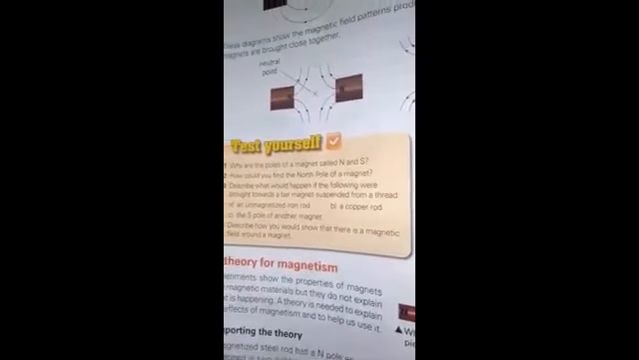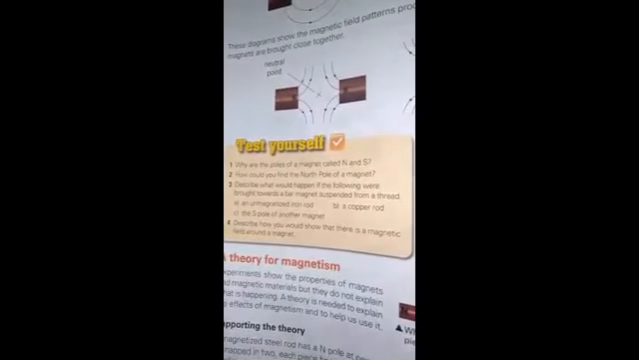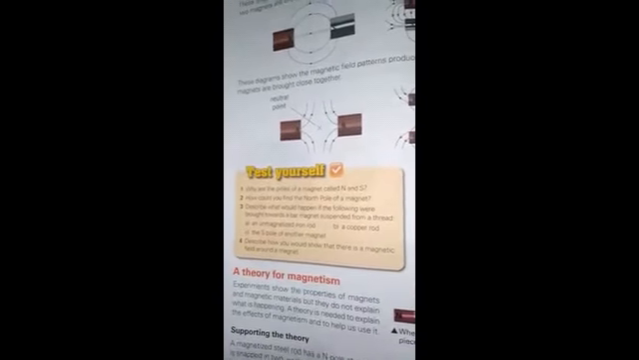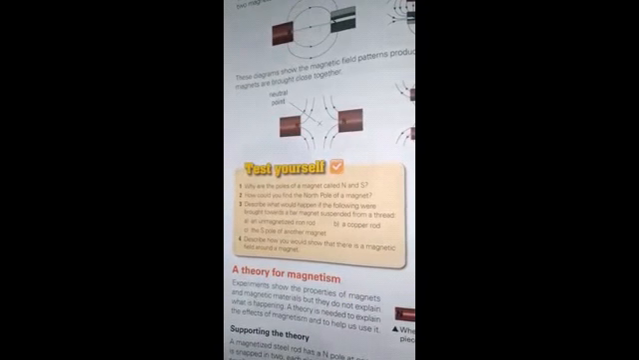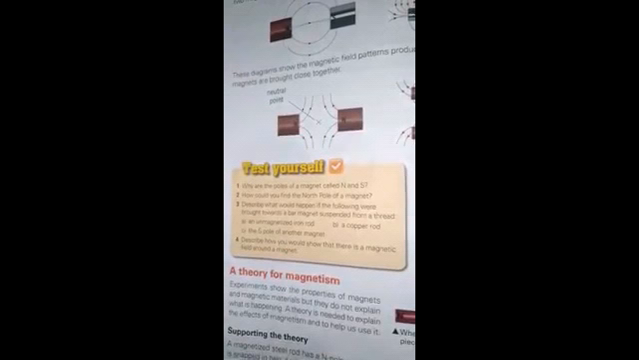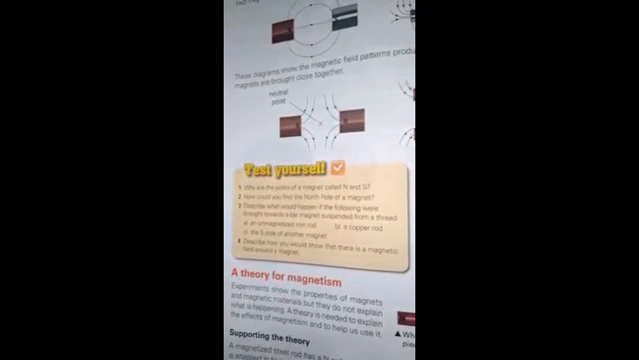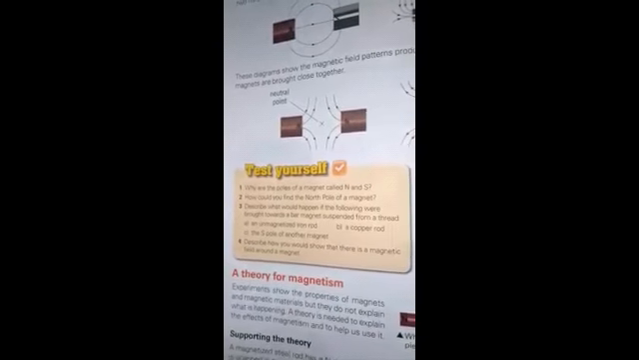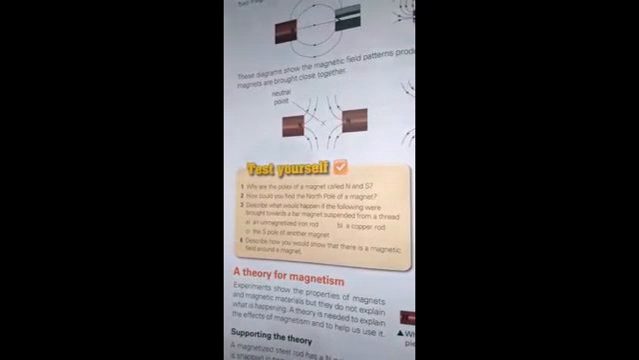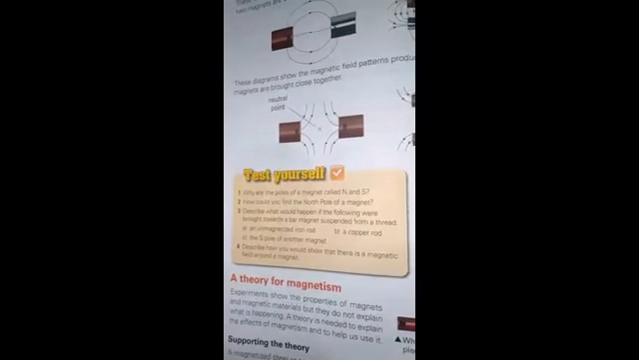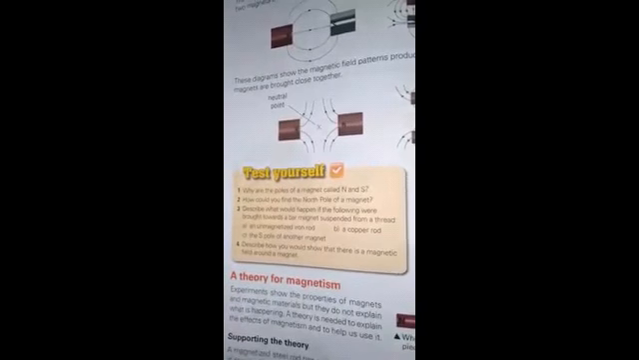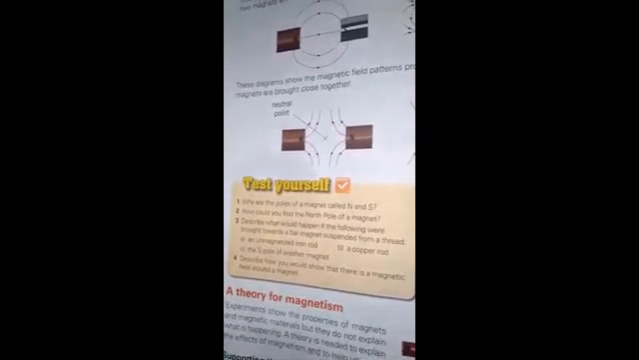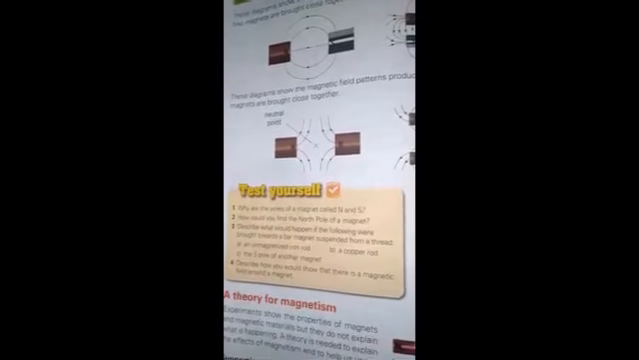Describe what would happen if the following were brought towards a bar magnet suspended from a thread. A, an unmagnetized iron rod, B, a copper rod, C, the S pole of another magnet. Beta, in this it is said that a bar magnet is suspended with a thread. If you take an unmagnetized iron rod near it, what will happen? You know that it would be attracted by the magnet. With the copper rod, beta, what will happen is that the magnet will not attract it. Nothing would happen, no attraction, no repulsion.